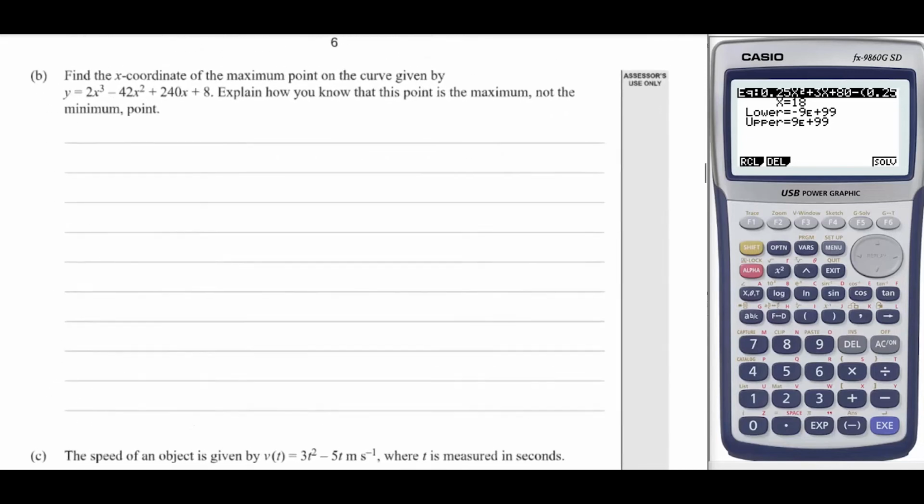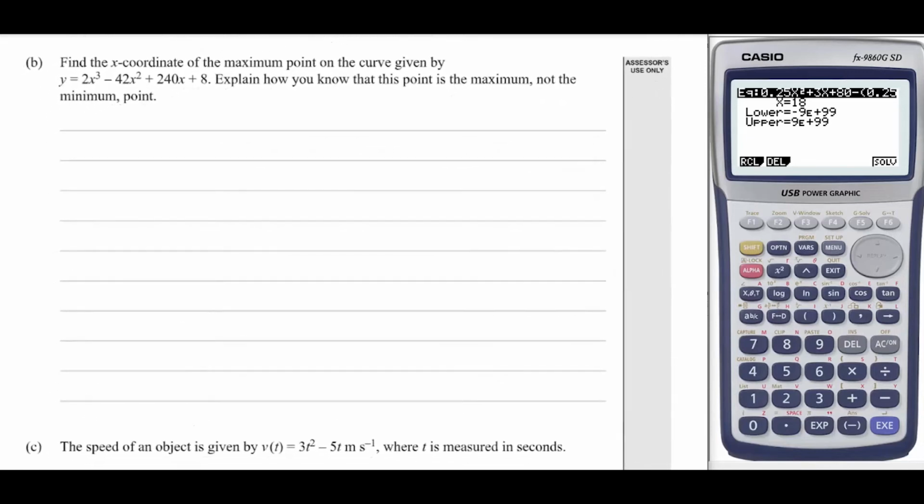Okay, on to part B. Find the x-coordinate of the maximum point on this particular curve and explain how you know that it's a maximum. So start by differentiating y. We get 6x squared minus 84x plus 240.